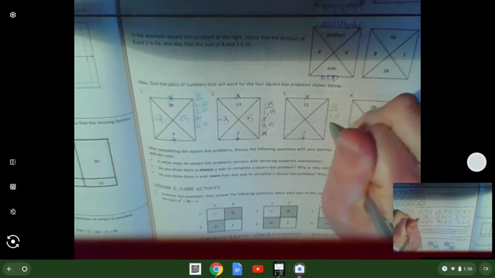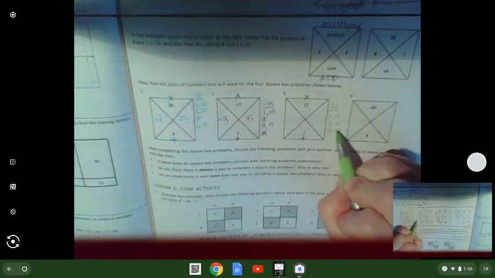Moving on to the third one, I need to multiply to 12 and I need to add to negative 7. So I'm going to do my list. 1 times 12 is 12. 2 times 6 is 12. 3 times 4 is 12. And 4 is already on my list. It'd also be my next number, so I know I'm done.